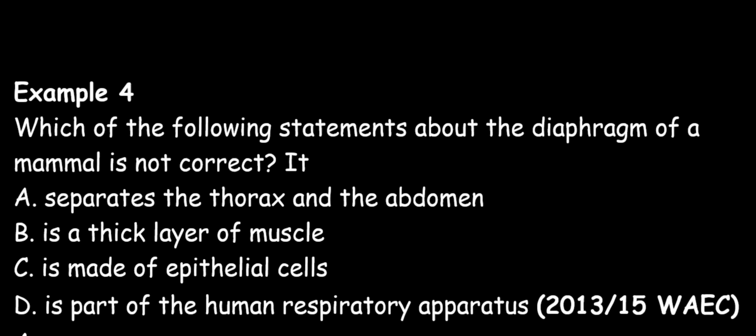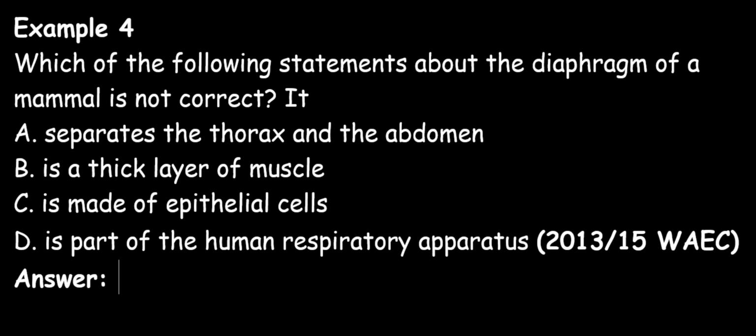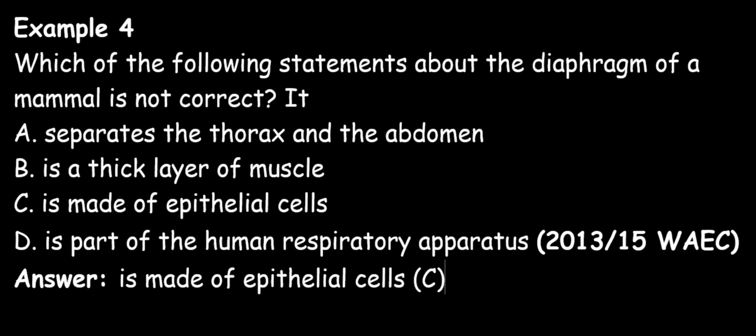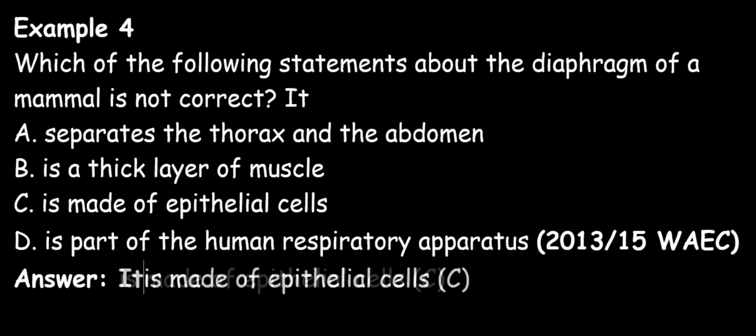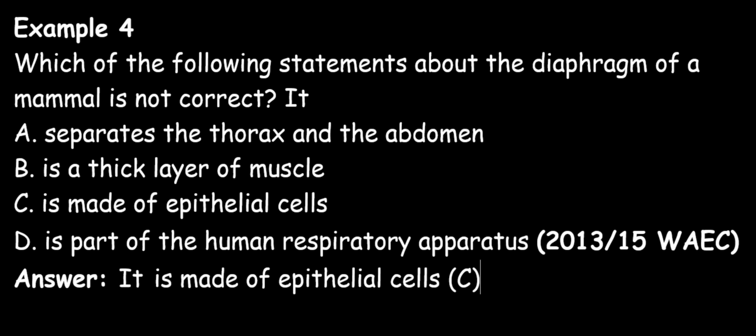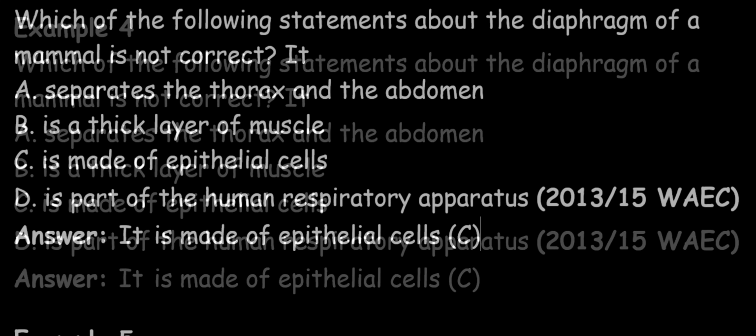The next question says, which of the following statements about the diaphragm of a mammal is not correct? It A, separates the thorax and the abdomen, B, is a thick layer of muscle, C, is made up of epithelial cells, D, is part of the human respiratory apparatus. The answer to this question is C, and this is because the diaphragm is not made up of epithelial cells. The diaphragm is actually a C-shaped structure of muscle and fibrous tissue. Hence, option C is not correct. That is why it is the answer to the question.